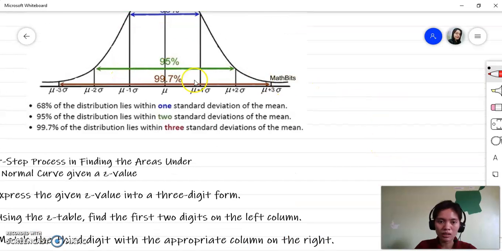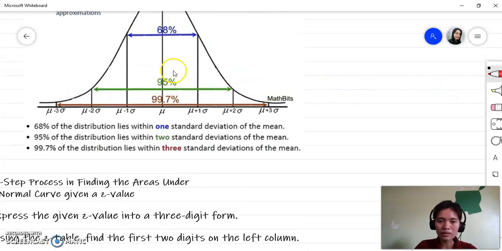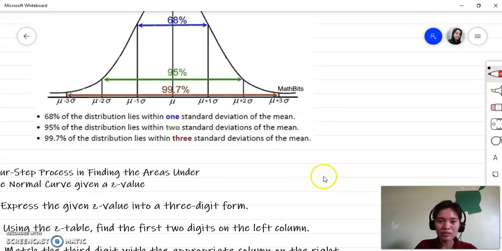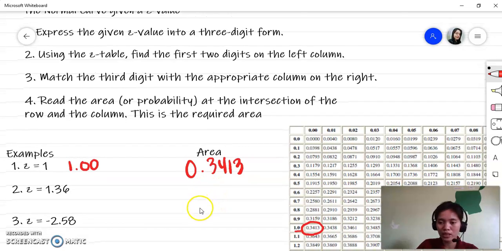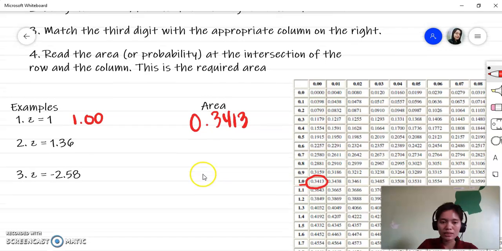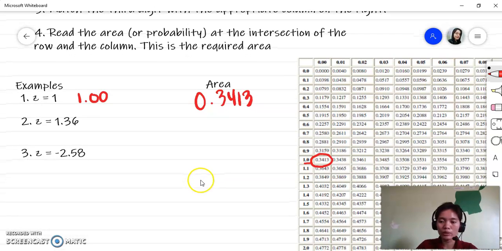By the way, 68% from -1 to 1 is half of that on one side, which is 34%. So that's why for z equals 1, the area is 0.3413, which is half. Next you have z equals 1.36.